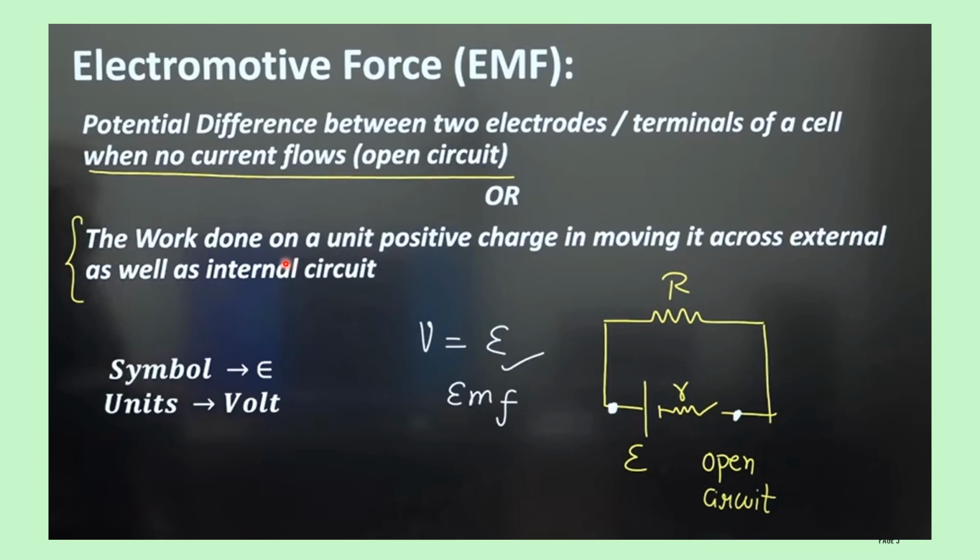Here consider another definition. The work done on a unit positive charge in moving it across the external as well as internal circuit. Here this is the internal circuit, this is the internal resistance, and this capital R is the external resistance. Here EMF means the potential difference between the two electrodes or terminals of a cell when no current flows, when it is an open circuit. That you have to remember.